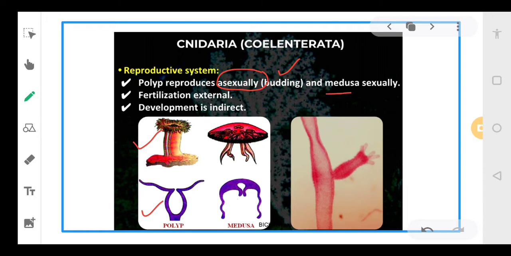While medusa exhibits sexual reproduction. So medusa will undergo sexual reproduction where there is formation of gametes, male and female gametes. While in case of polyp, it will only have asexual reproduction. Again, the fertilization will be external, means male and female gametes fuse outside the body, and development is indirect. There is a larval stage which will not resemble the adult. As you can see here, this is budding which is being shown in this photograph in case of Hydra. So budding is occurring here.